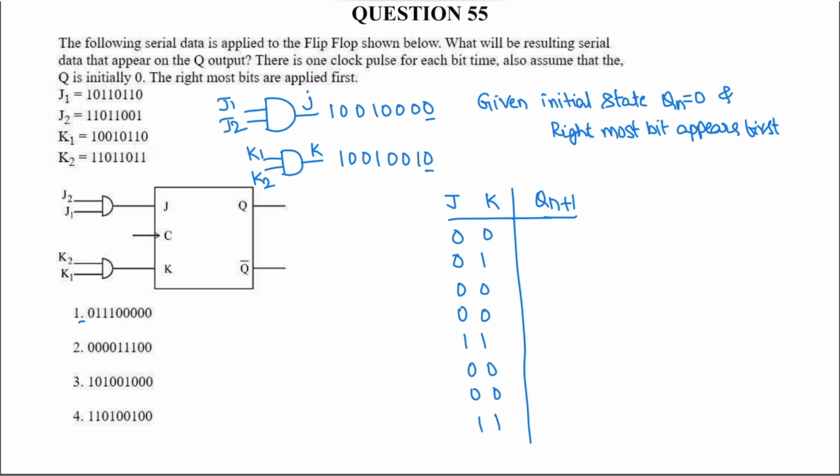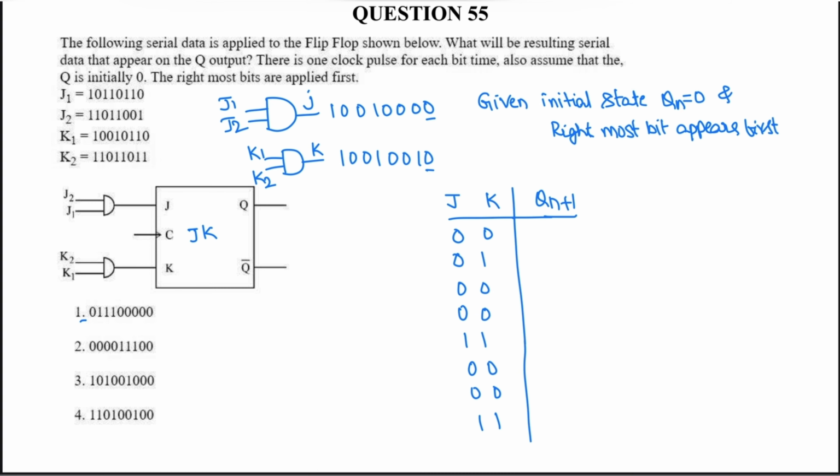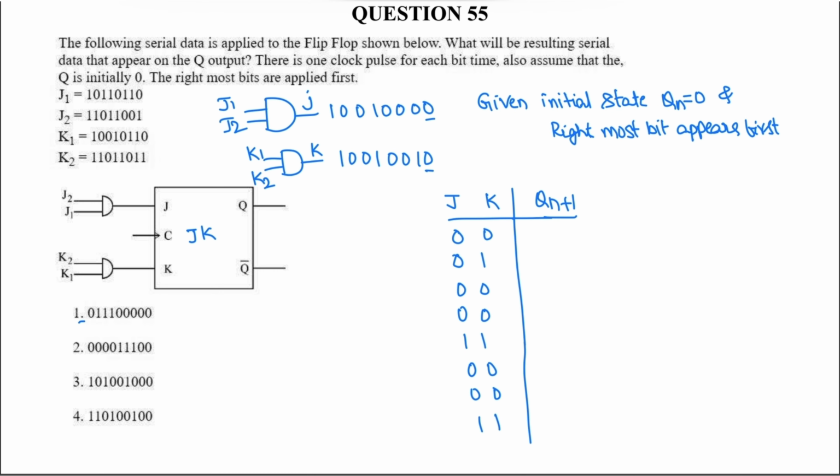Next question. The following serial data is applied to a flip-flop as shown below. This is a JK flip-flop. The input to the J input of the JK flip-flop is the output of the upper AND gate, and the input to the K input is the output of the lower AND gate. For the upper AND gate, J1, J2 are the inputs. For the lower AND gate, K1, K2 are the inputs. From these gates, the resultant output is 1001 0010.